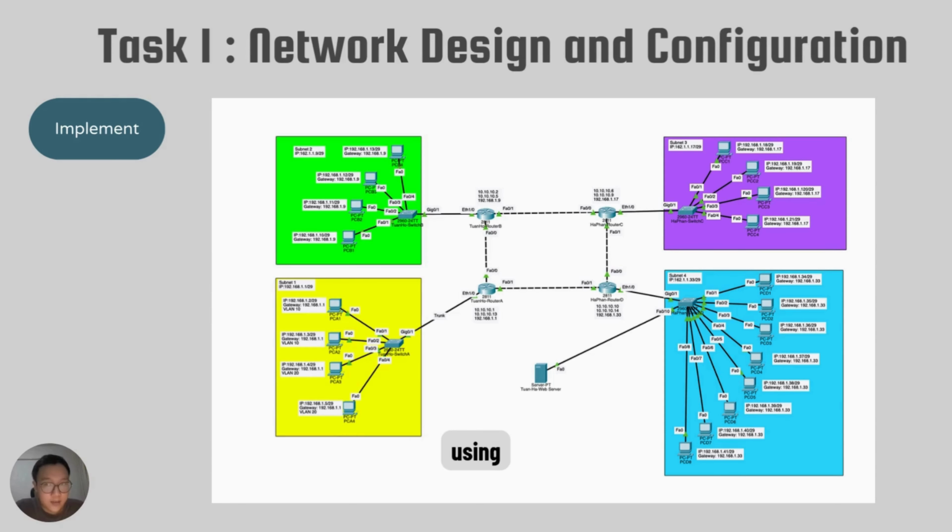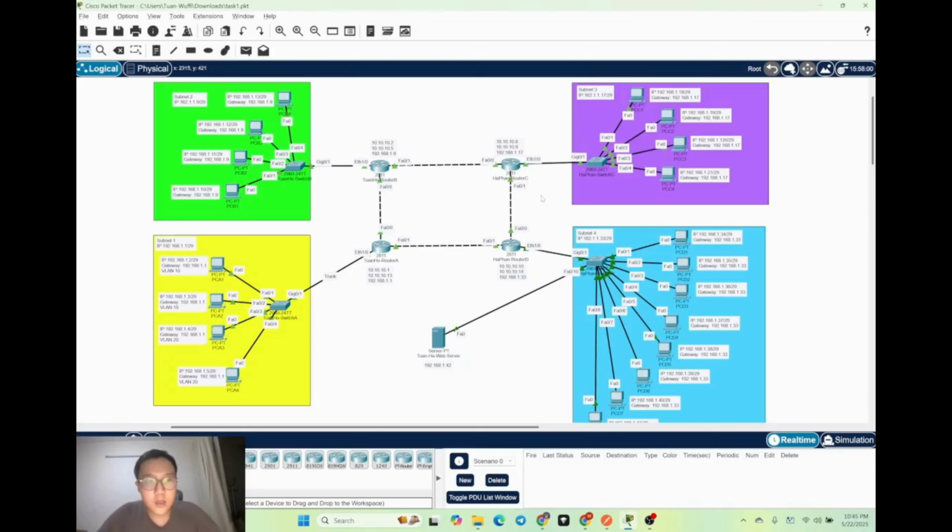Routers are interconnected using point-to-point links with /30 subnets. OSPF has been configured on routers to enable dynamic routing and maintain reachability across the network. Each subnet is assigned to a separate switch and connected to a corresponding router interface. Now, let's move to the demonstration for task one.